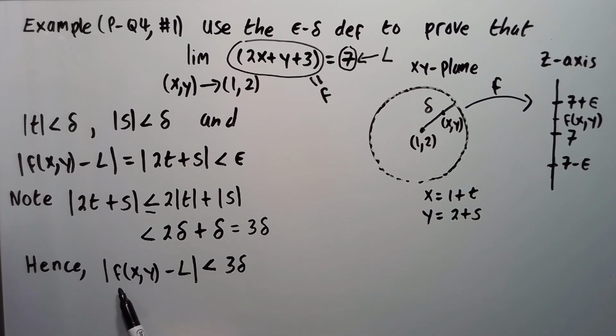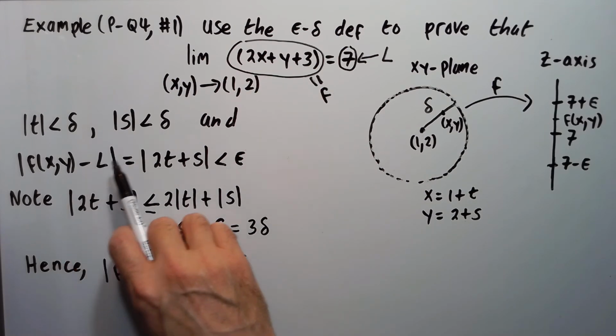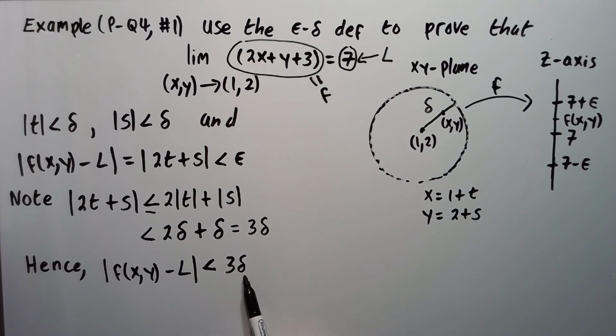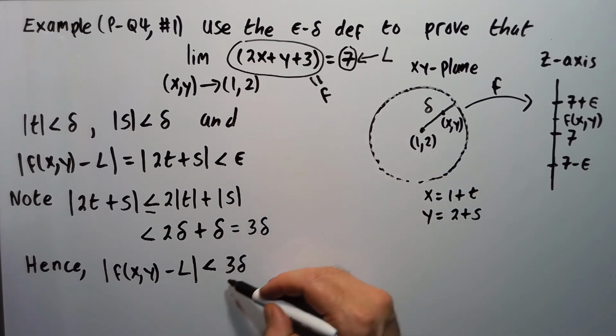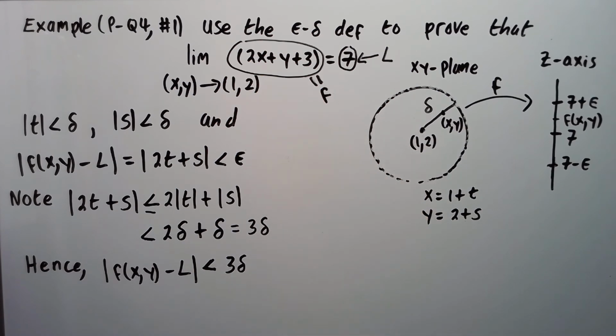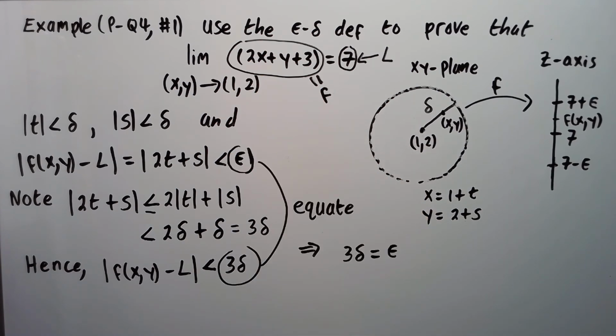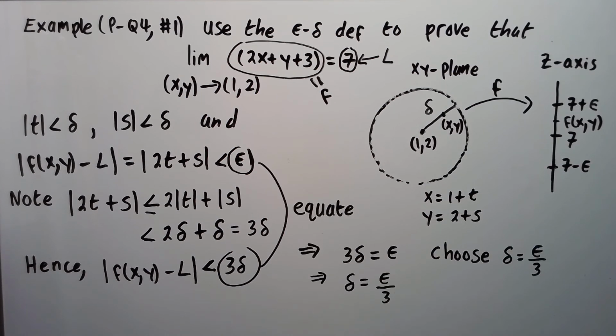So hence we have the absolute value of f(x,y) minus L is less than 3 delta, but it's also less than epsilon. So these two you can equate. Equating those, we'll have 3 delta equals epsilon. I can then solve for delta, so dividing by 3, we have delta equals epsilon over 3. So we're going to say choose delta to equal epsilon over 3. That'll be our answer then.